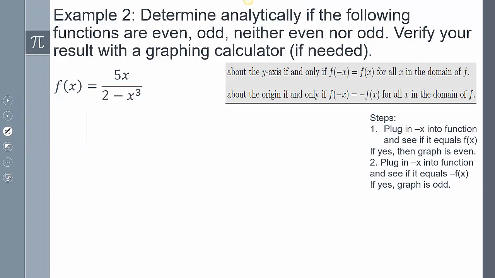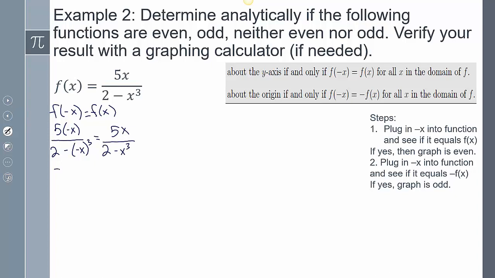Let's look at this next one. So to see if it's going to be even, we said the definition says it has to be f of negative x, does that equal f of x? So now simplifying that, I get 5 times negative x over 2 minus negative x cubed. Does that equal 5x over 2 minus x cubed?